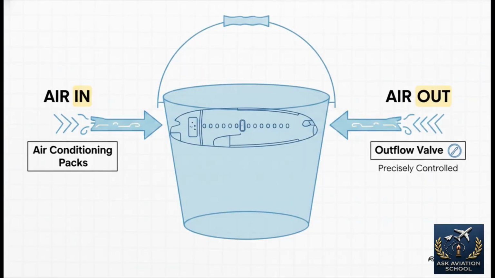And you know what's really cool? The basic idea behind it is surprisingly simple. Just imagine the fuselage is like a big, sealed bucket. The air conditioning packs are constantly pumping air into this bucket. Then, the pressurization system's job is to precisely control how much air we let out of the bucket, and it does that using a part called the outflow valve. So, by controlling the air going out, we control the pressure inside.